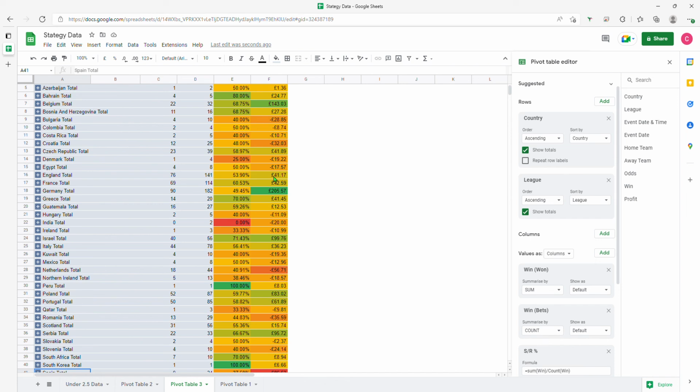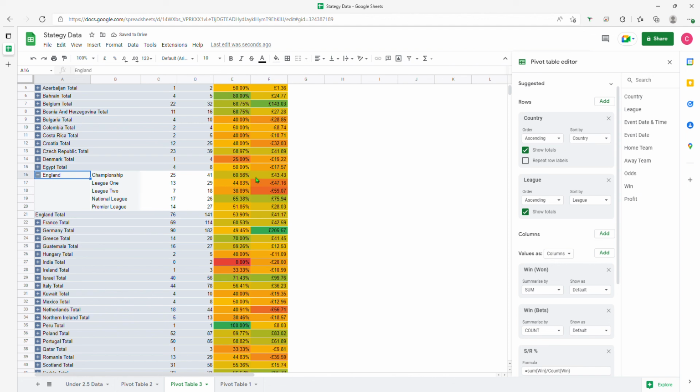So England, we've got a £41 profit, 53% strike rate, 76 out of 141. So we have put a hell of a lot more bets on England than we have on the Spanish league for some reason. So if I click on England, that's what we're looking at here.